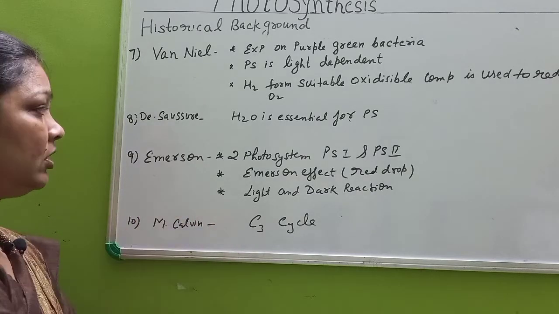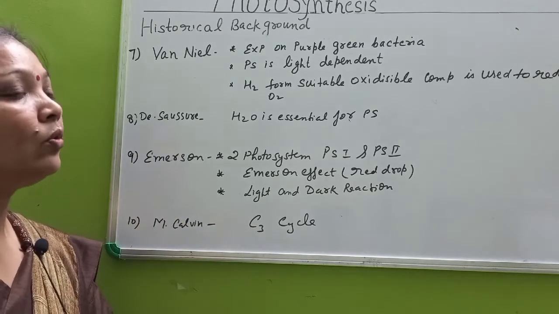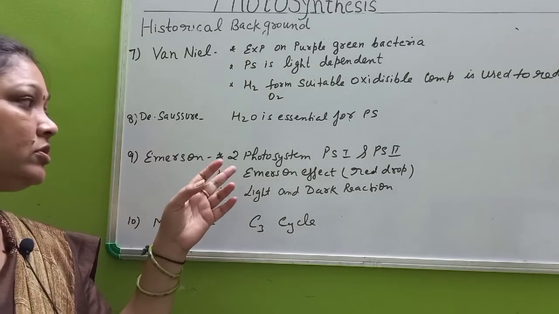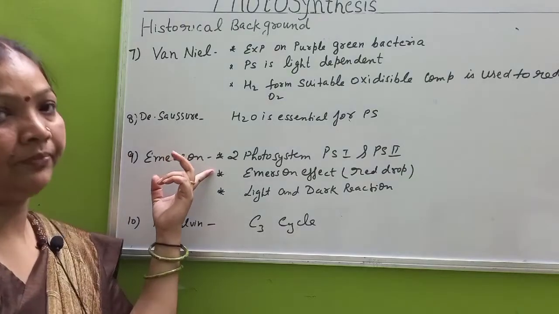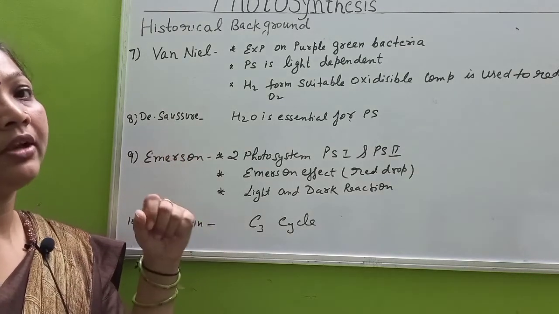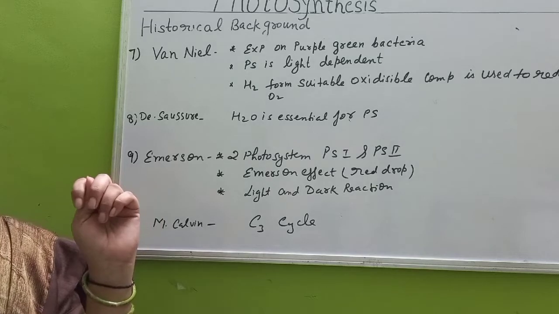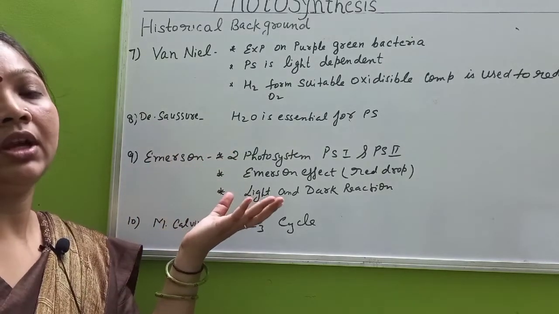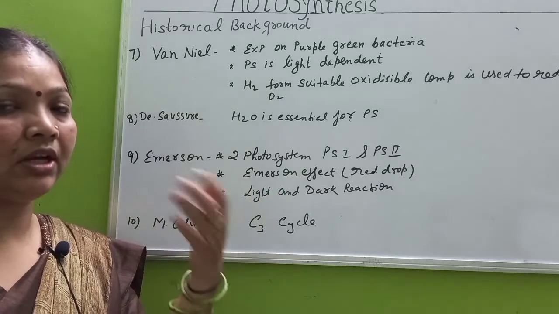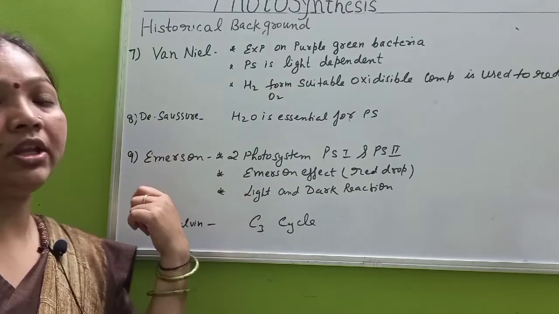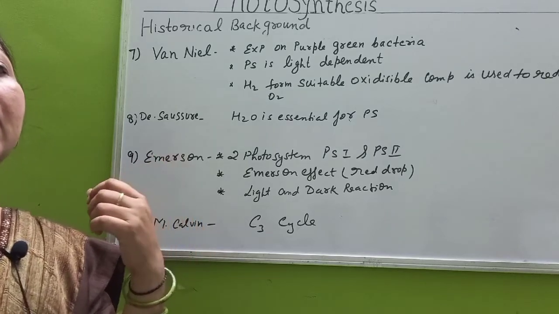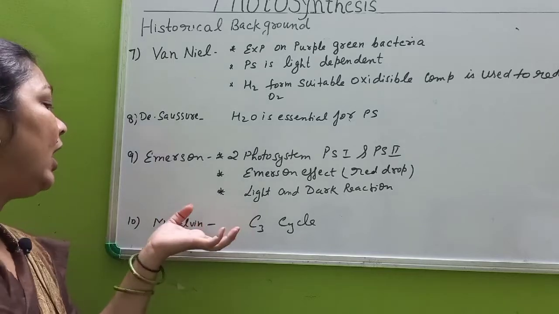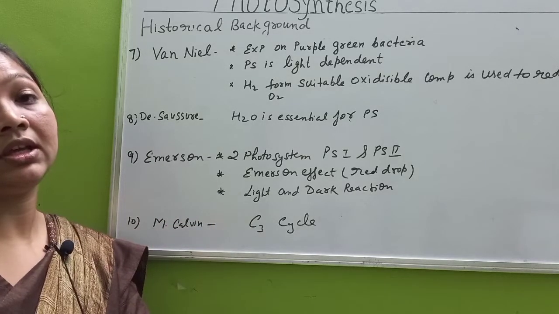Then there is the scientist Emerson, who also did multiple experiments for studying photosynthesis, and he found out the two systems, that is the two photosystems that are utilized during the light reaction, photosystem 1 and photosystem 2. He also studied the red drop effect that we will study later on. Then he also showed that photosynthesis occurs with a combination of two reactions, that is a light reaction and a dark reaction.